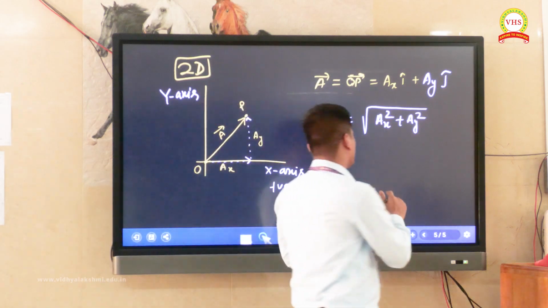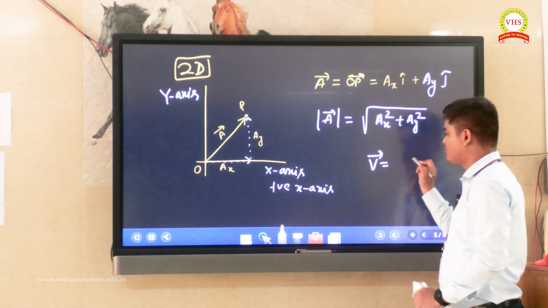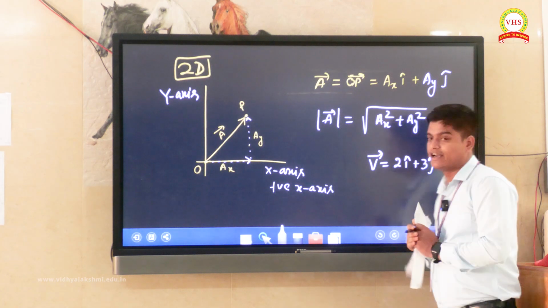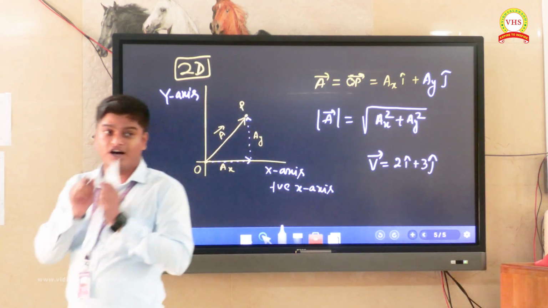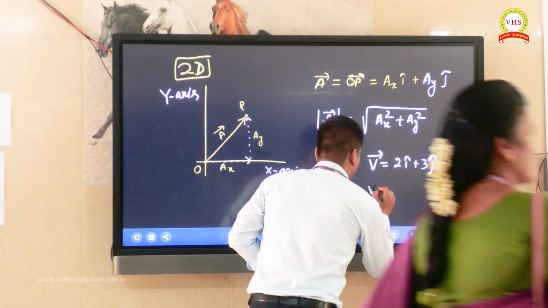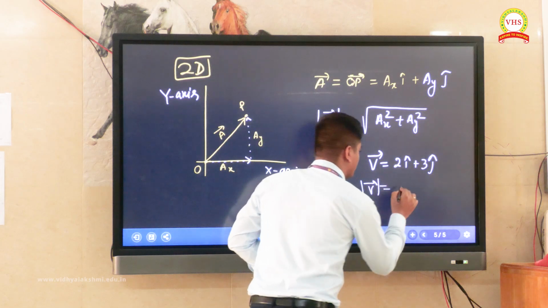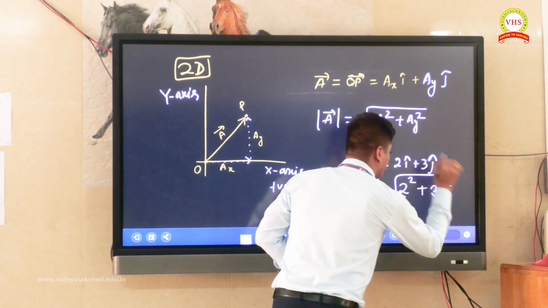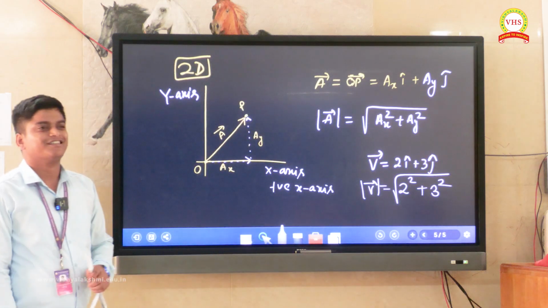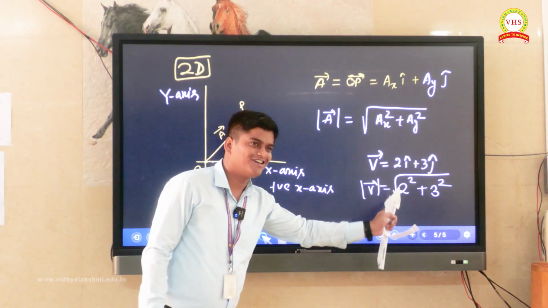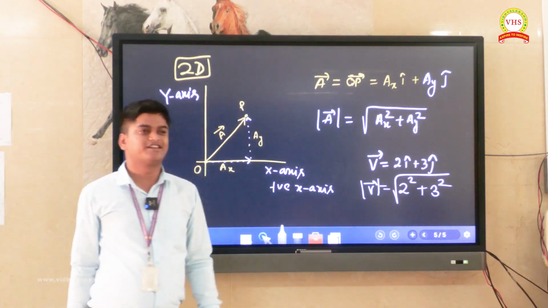Now suppose you know the velocity vector. Suppose I am writing like this: 2i cap plus 3j cap. One velocity vector is given as 2i cap plus 3j cap. Then what is the velocity vector magnitude? Root under 2 square plus 3 square. Yes or no? So the magnitude of velocity, what do you call it? Speed. Magnitude of velocity is speed.